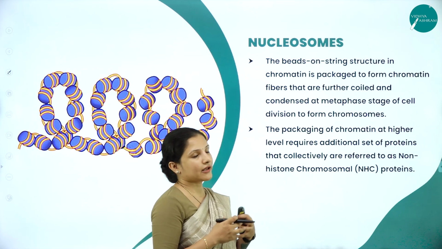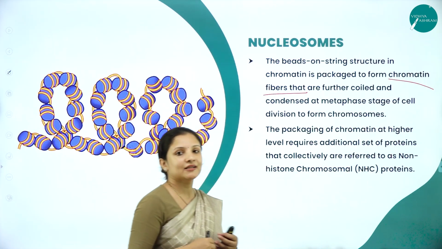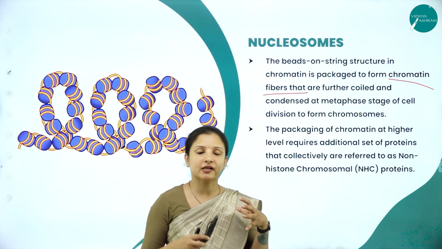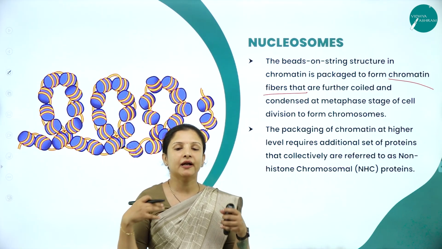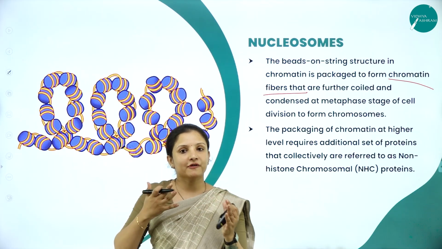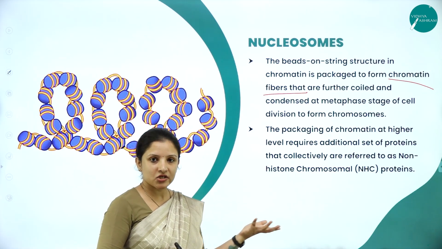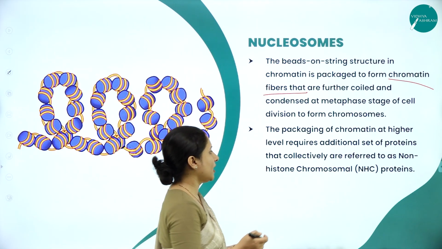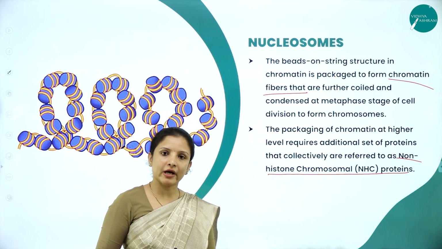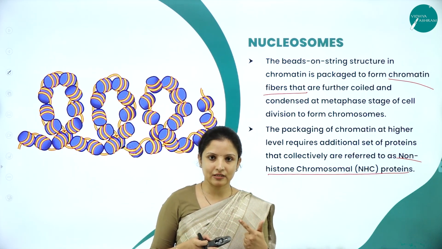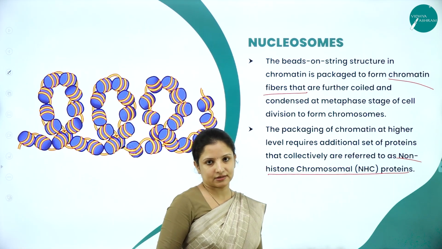The beads on a string structure in chromatin is packaged to form chromatin fibers, which are further coiled and condensed at metaphase. So, in the metaphase stage, they condense further, they come and align at the center. What is it? It is nothing but chromatin fibers, and they contain these histone proteins around which the DNA is coiled. The packaging of chromatin at higher levels requires an additional set of proteins that are collectively referred to as non-histone chromosomal proteins. So, some additional proteins are also required if the DNA has to be packaged tightly.